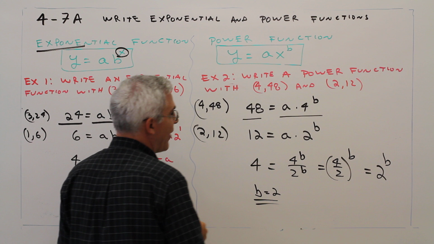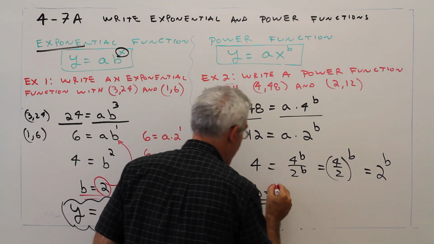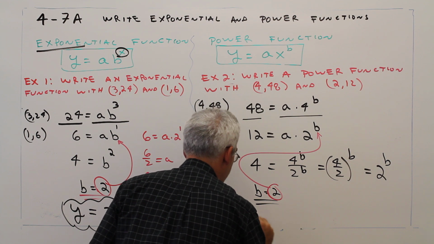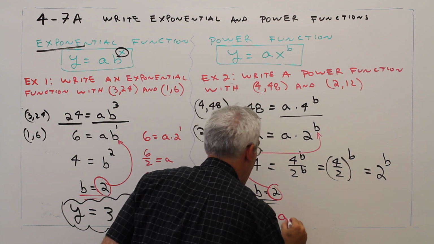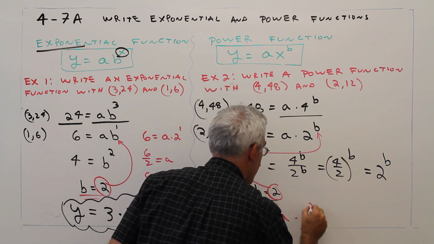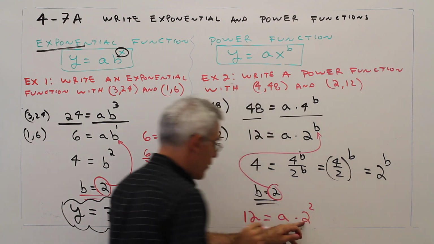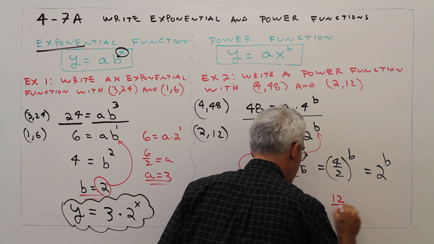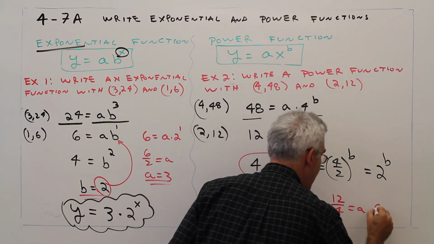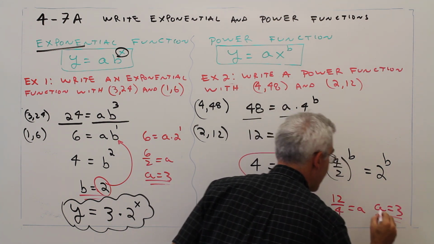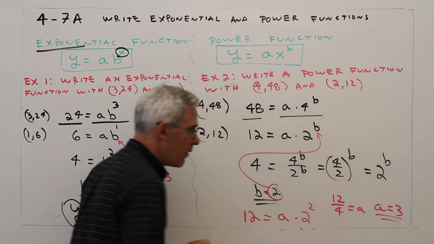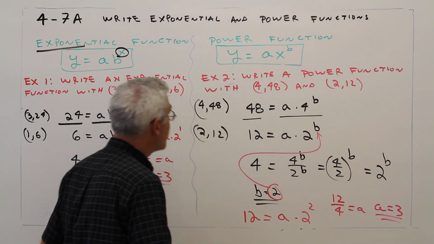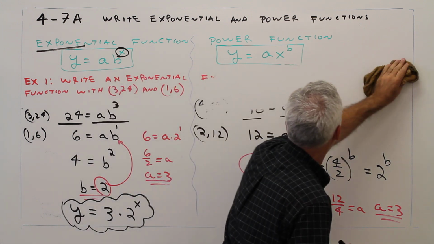Then I'll take that b value and put it in whichever equation I deem friendlier. So I'll have 12 equals a times 2 squared. 2 squared is 4. Divide each side by 4. So 12 over 4 equals a. So a is 3. So now I've got the a value and the b value, and I'll just write the function. I'll write it up here so you can see it.